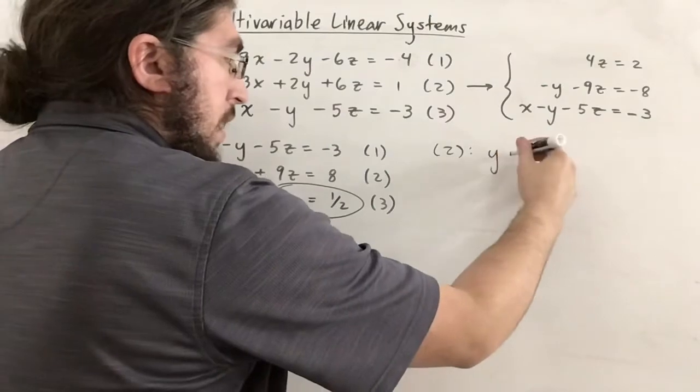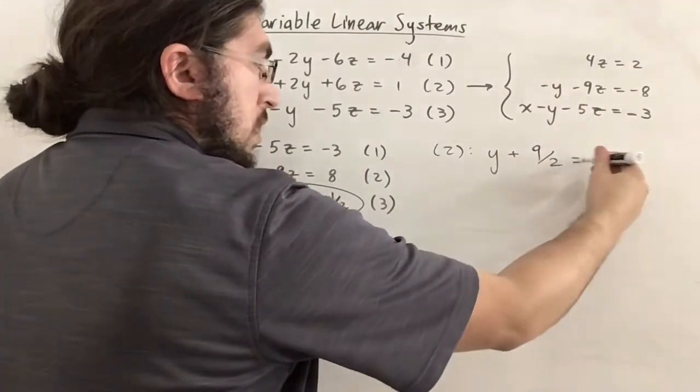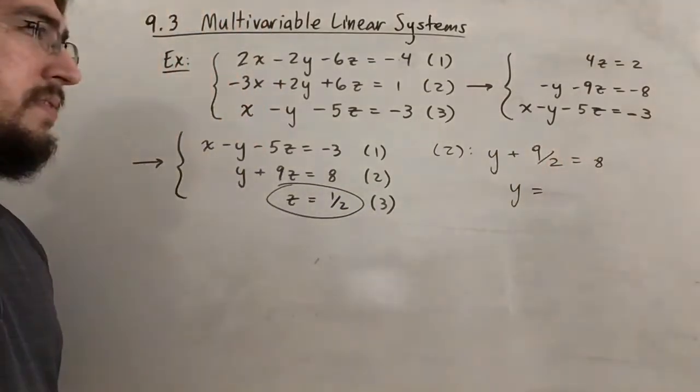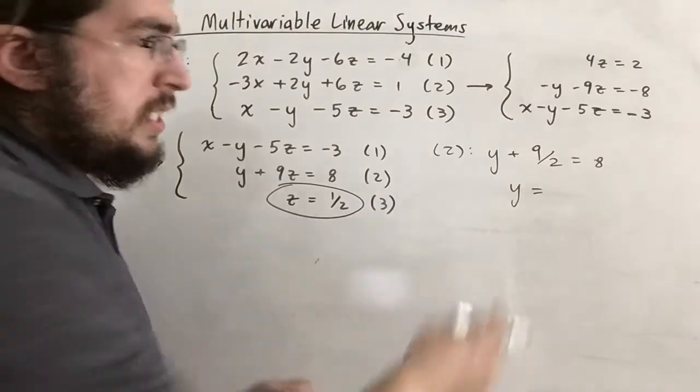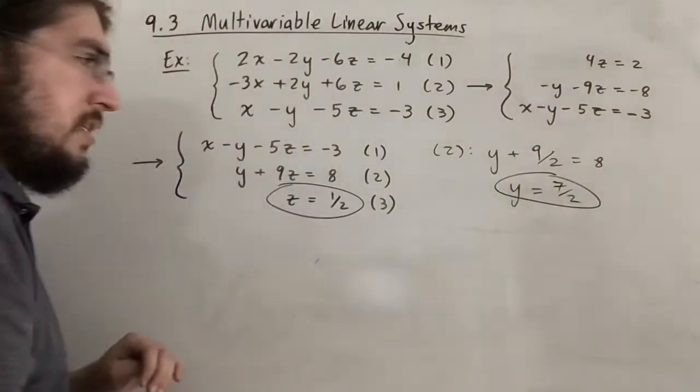It gives us y plus 9 times 1/2, which is 9/2, is equal to 8. So y is, let's see, it's going to be 8 minus 9/2. 8 is 16/2. 16/2 minus 9/2 is 7/2. There are a few ways of seeing that, but that certainly works.